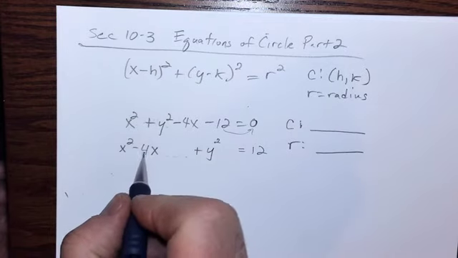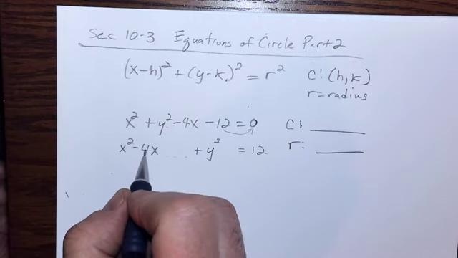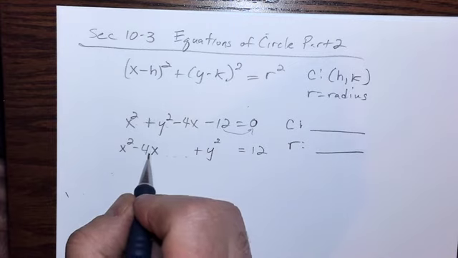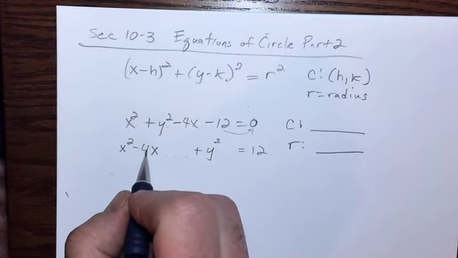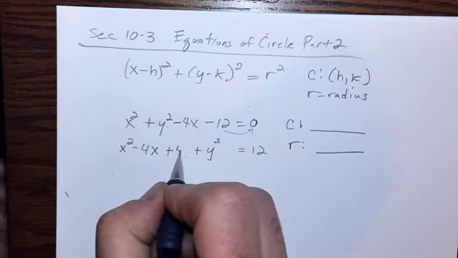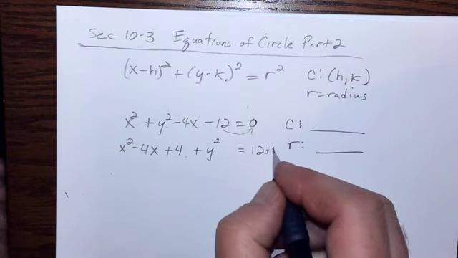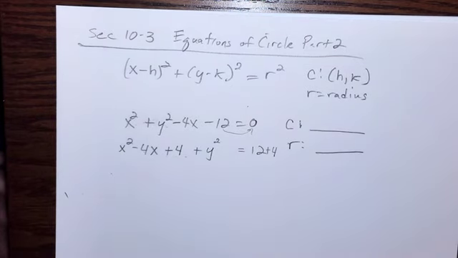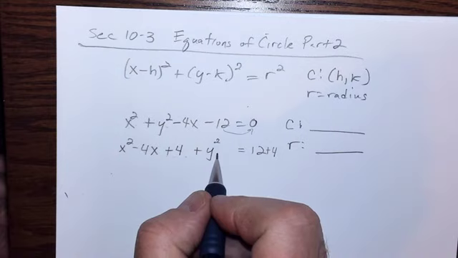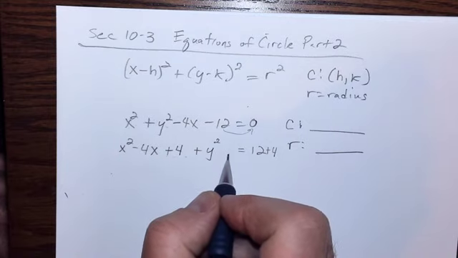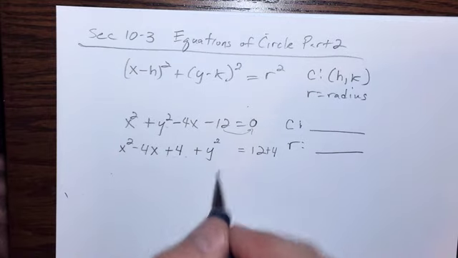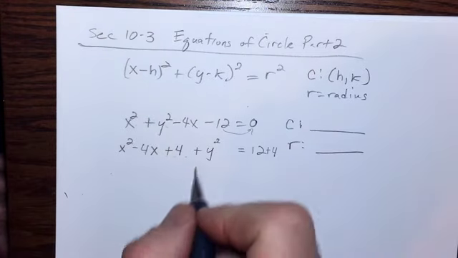Okay? So to complete the square, if you recall, we took half of this and squared it. And so if we did that, half of 4 is 2. 2 squared is 4, so I'm going to add 4 here, and I'm going to add 4 over here. I don't have to complete the square in y because there's no y term. We'll look at an example where I have to do it in both of them here in just a minute.